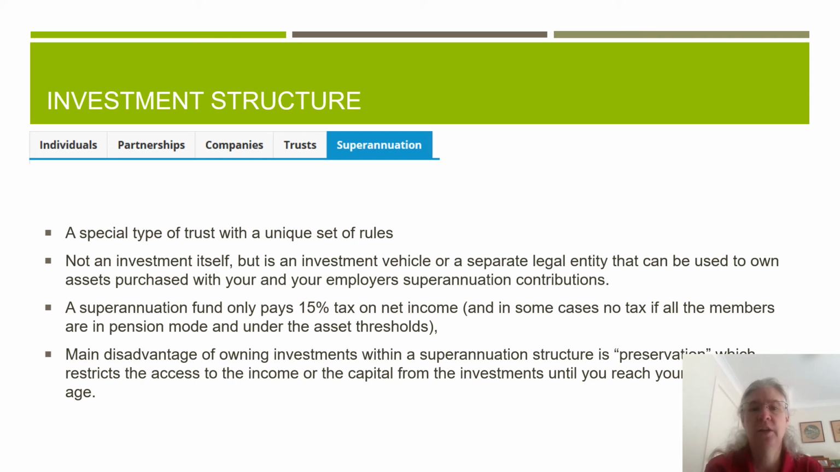The super fund only pays 15% tax on the net income, and sometimes no tax at all if the members are in pension mode and they're under the thresholds for owning the assets. Now, the main disadvantage is that there is the preservation. You can't get hold of your superannuation until you're reaching your retirement age. That does, however, come faster than you may ever imagine. Not that I'm anywhere near that yet, but I can see that in the future. And it's really important to protect yourself for your future.